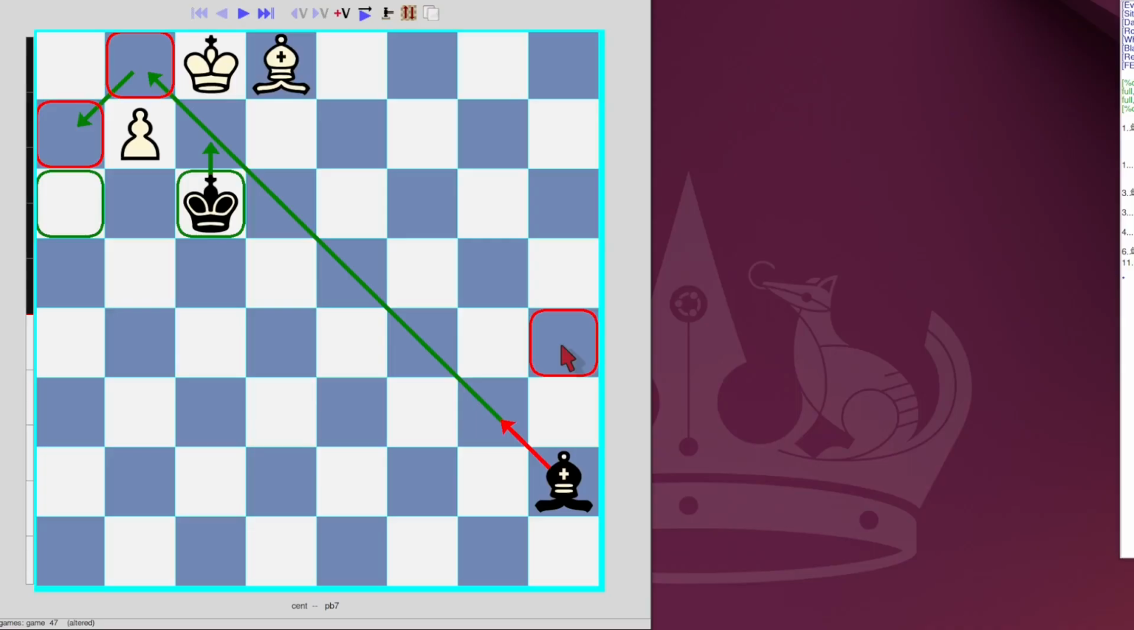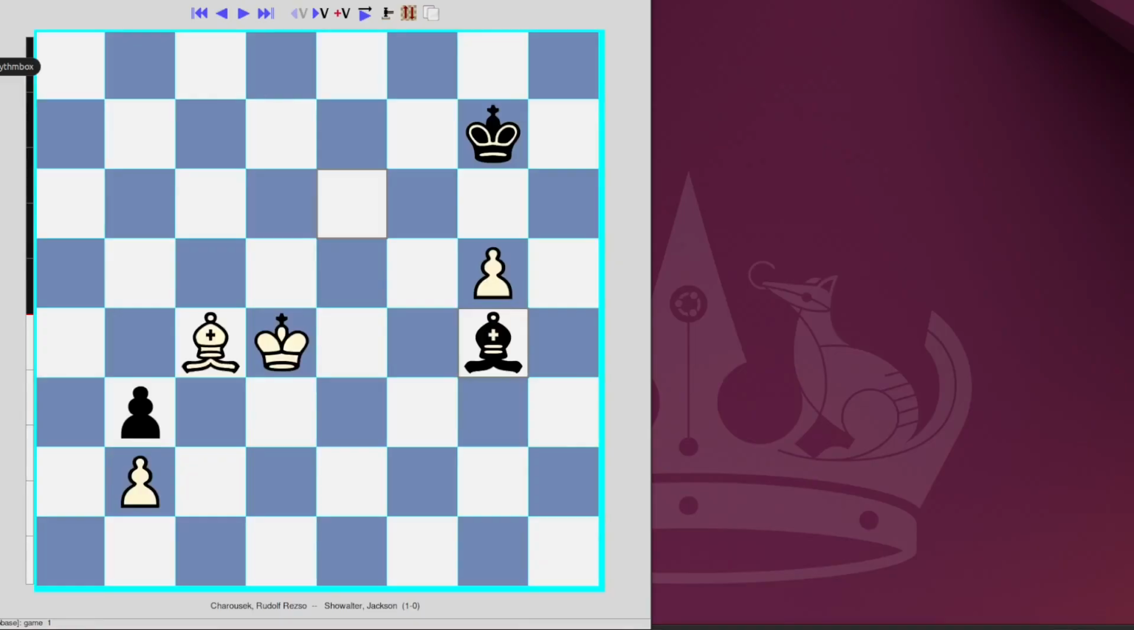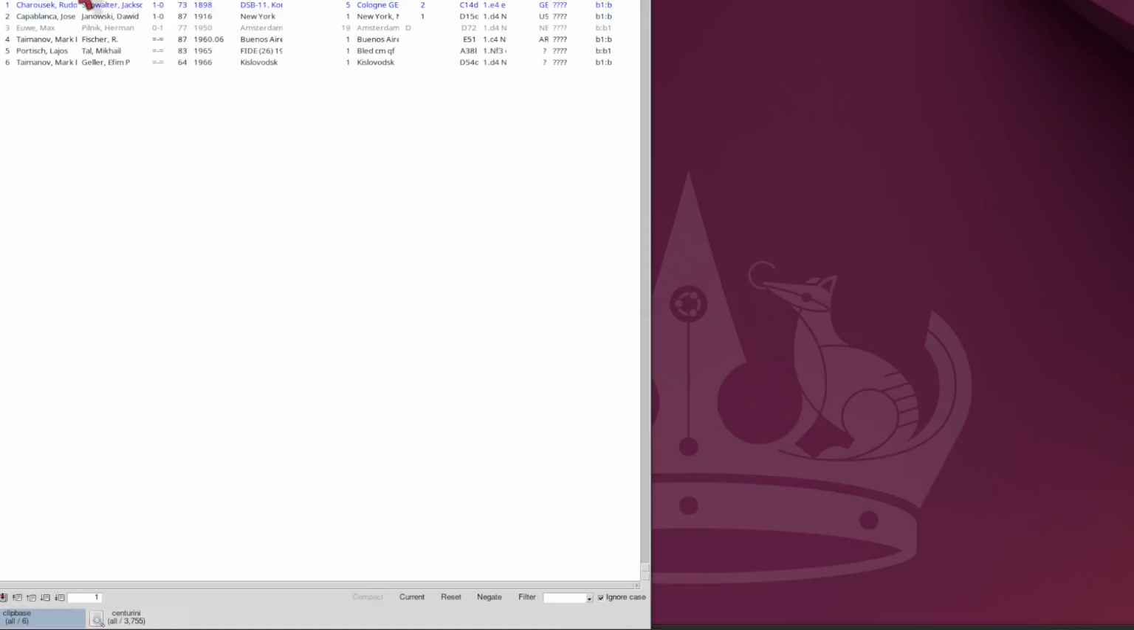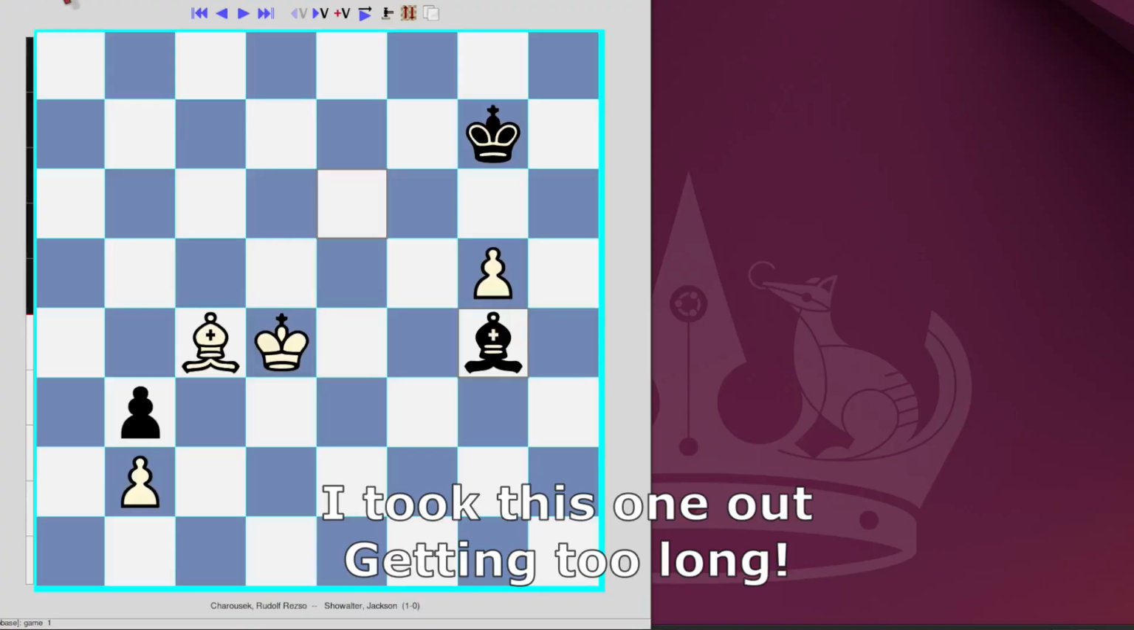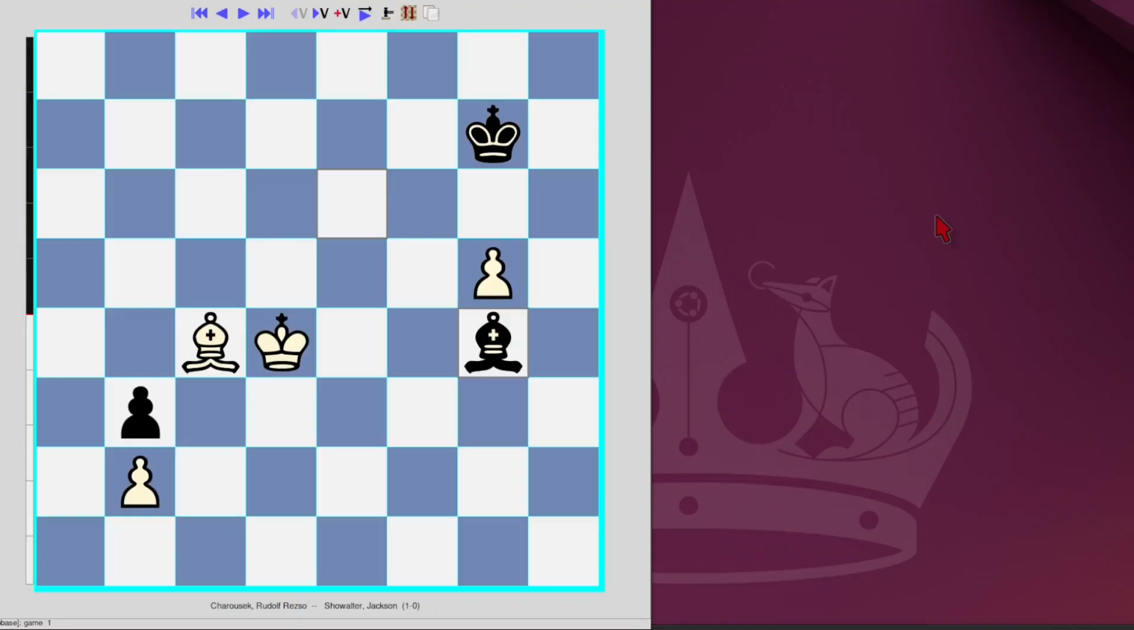Okay, so now what I want to do is load up a list of interesting real-world games. I'm sorry this is dragging on a bit, but we're going to look at 5 of these games, not 6, just to get an idea of what goes on in the Centurini position in the real world. I've looked at older games. They tend to be quite interesting. So this is Cheruzik. This is Showalter. This is the position. So that's one example.